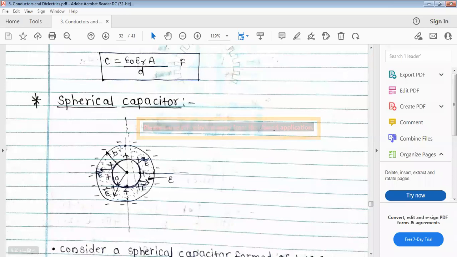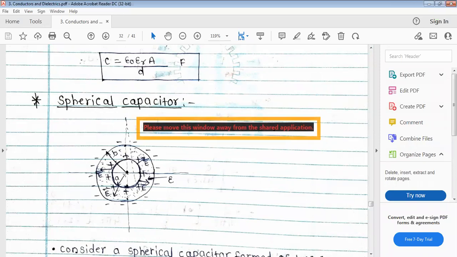Now here we are considering two plates which are spherical in shape. This first conducting plate has radius A, and the second spherical plate has radius B.